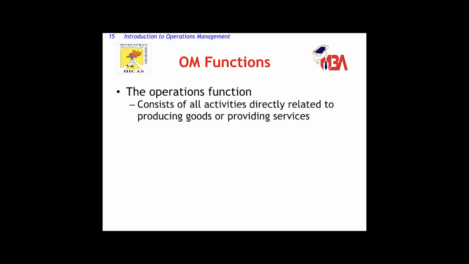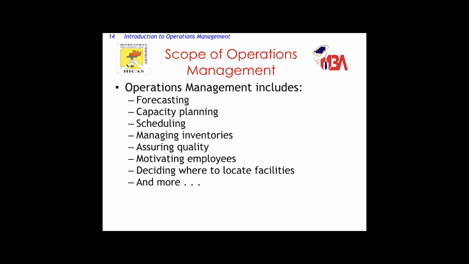Now, let us get into what are the functions associated with operations management. Generally, all the activities related directly to the production of goods and services is known as operations function. So, whatever activity you are going to do in the process of manufacturing or providing the service is known as the operations function. For example, we have discussed the scope.